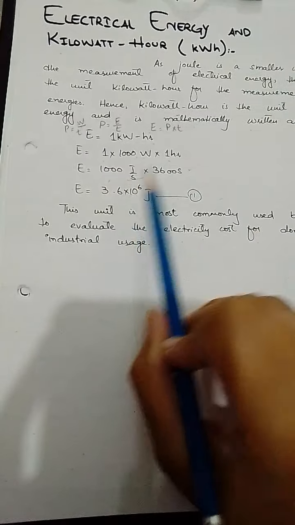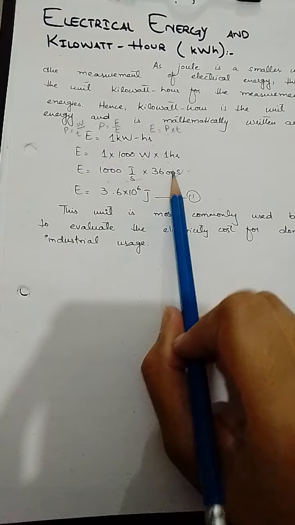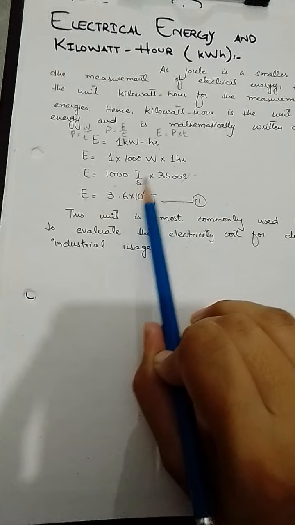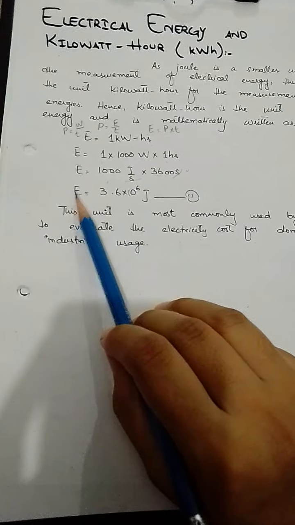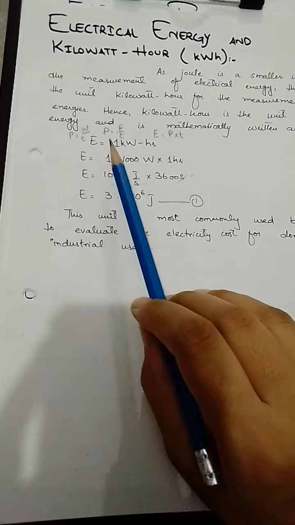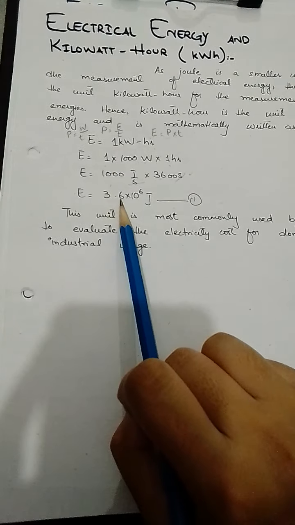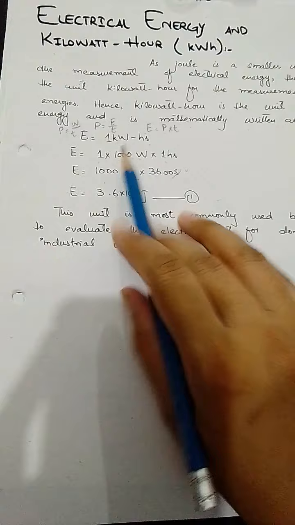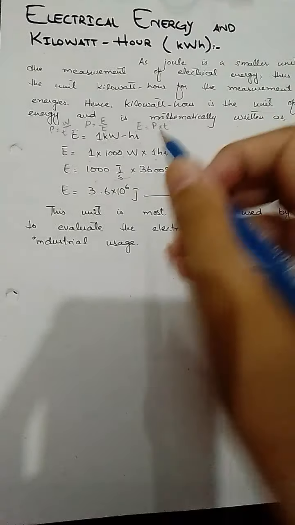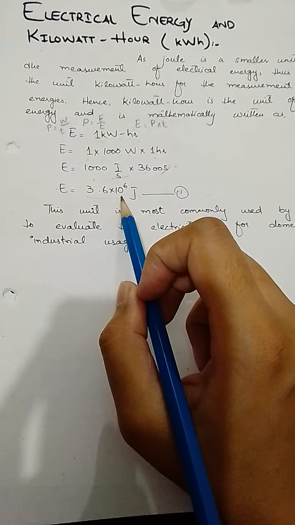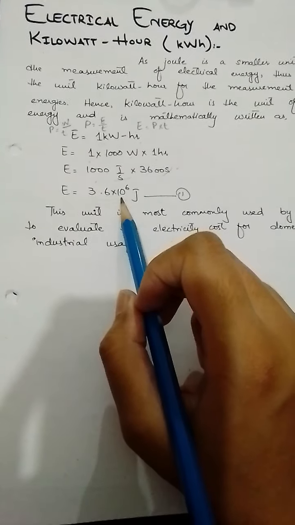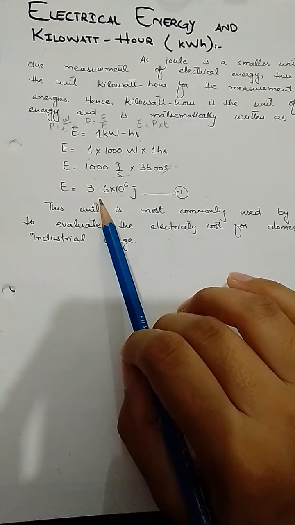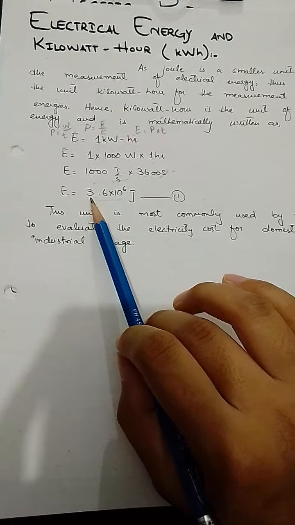Now second and seconds would cancel each other, and 1000 into 3600 would give us 3.6 into 10 raised to power 6 joules, not joules per second, because second and seconds cancel here. So now energy, which was equal to 1 kilowatt hour, is equal to 3.6 into 10 raised to power 6 joules. Whenever a value is given in kilowatt hour in a numerical, to convert it you simply have to multiply by this amount. You can multiply or divide according to the condition of the question. So you have to remember that 1 kilowatt hour is equal to 3.6 into 10 raised to power 6 joules.